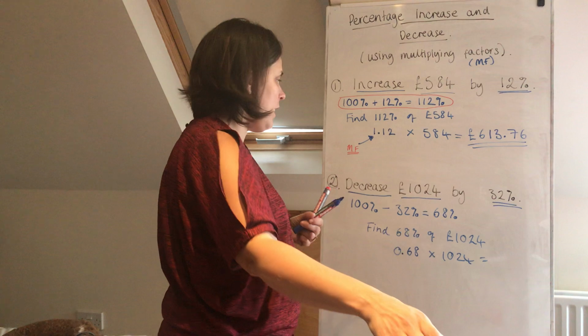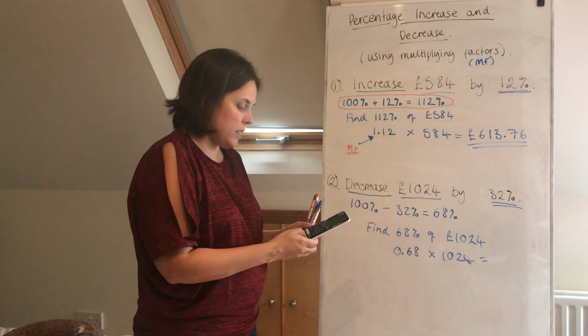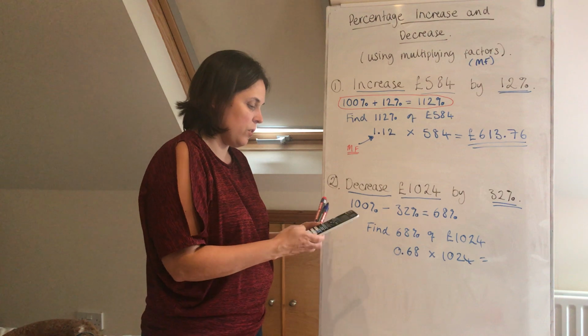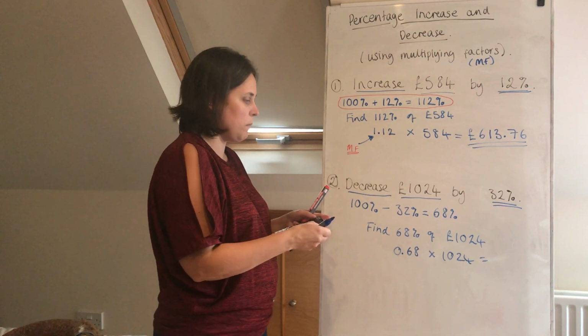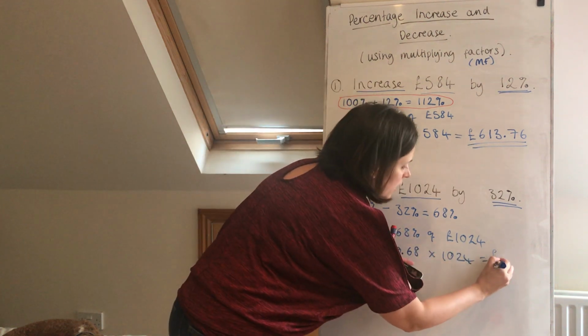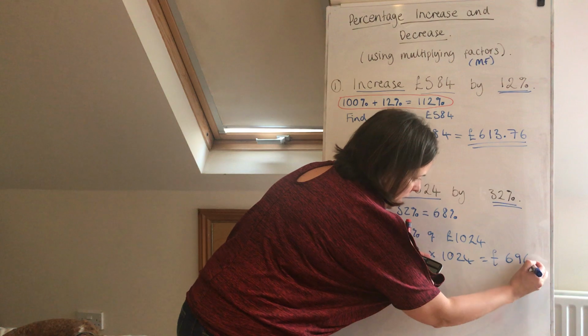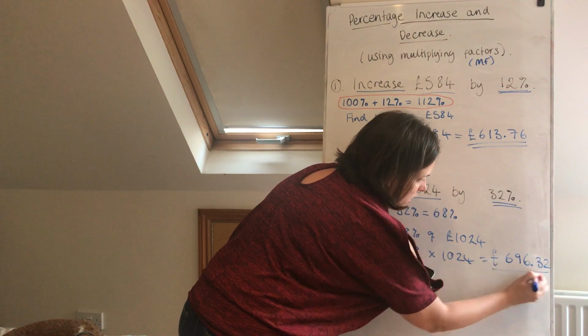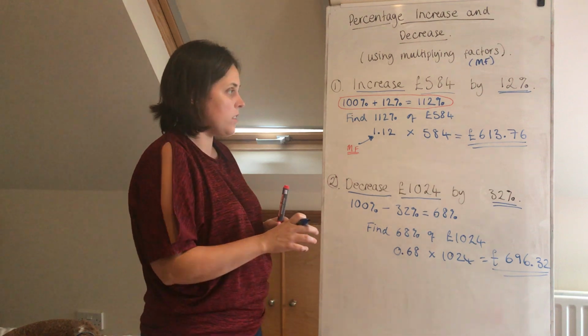And then we go to our calculator and we type that in. 0.68 multiplied by 1024, and we get, and again this is already to 2 decimal places so it's okay, and we get £696.32, and that is your final answer.